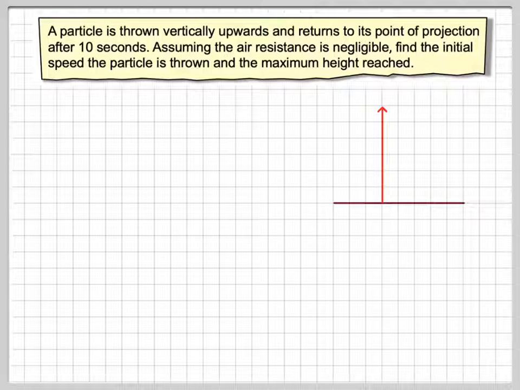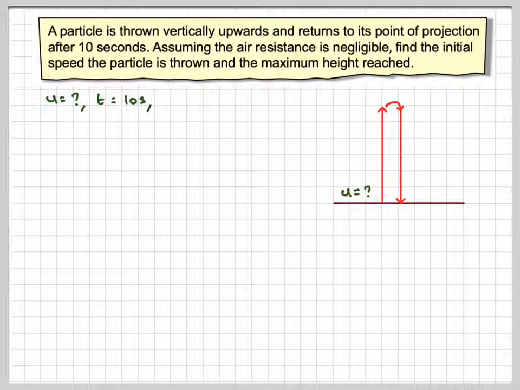So if we draw a little diagram, so there's the ground, we throw the particle up, gravity will reach a maximum height and then it will fall back to ground. Okay, we want to find the initial velocity that it's thrown up. We know the time it takes for the flight is 10 seconds.